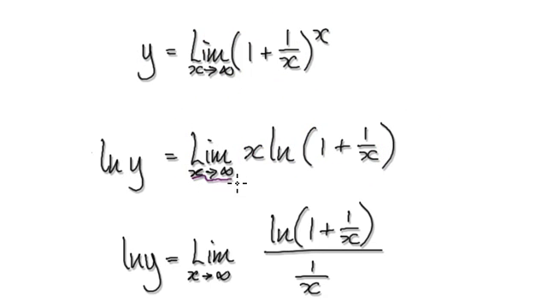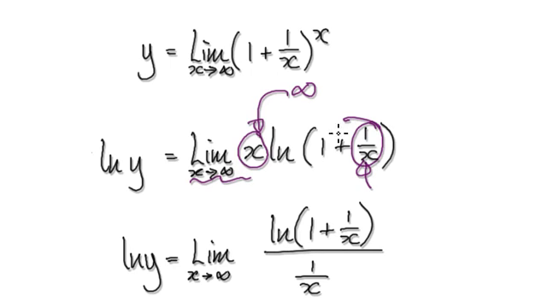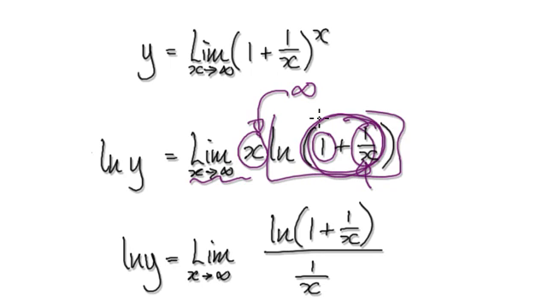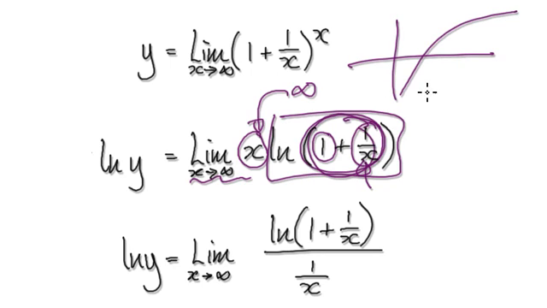Now check. As x tends to infinity, this is going to head towards infinity. If you look at this thing here, as x tends to infinity, this is going to be 0. So this whole thing here will be 1. If you look at the natural log graph, 1 is here, so this block here will be 0. It's heading towards 0. So you've got a product here, infinity times 0.